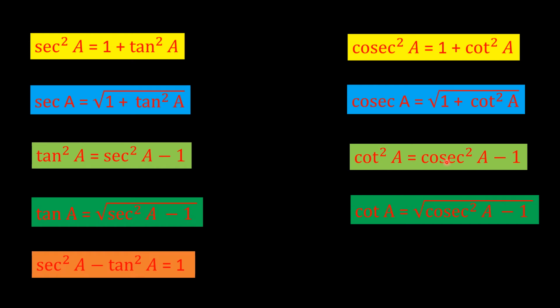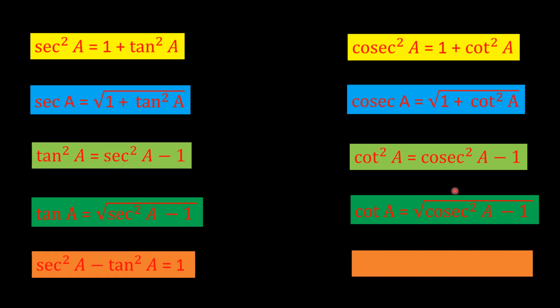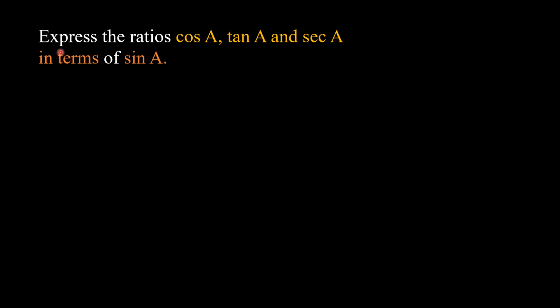And finally, we write cosec square a minus cot square a equals 1 by taking this cot square a on the left hand side. Now we will solve some examples based on trigonometric identities and their useful versions. Express the ratios cos a, tan a and sec a in terms of sin a.